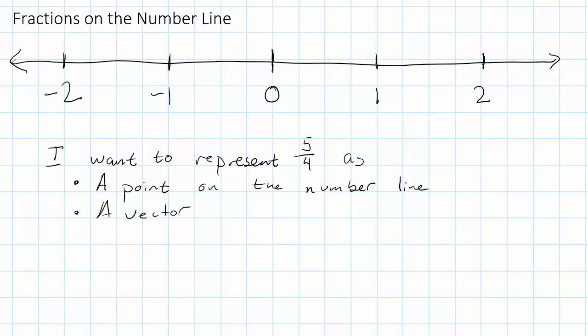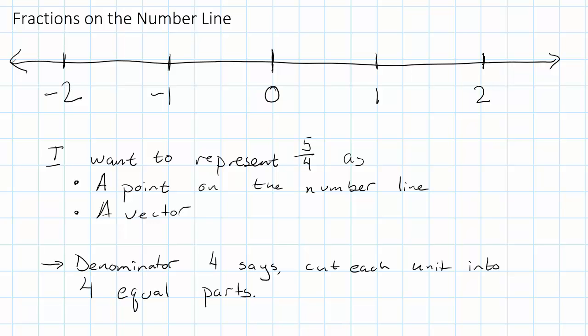Well, remember what these parts of a fraction tell me. The denominator tells me how many pieces I must cut each unit into. So let's see. Now, this is a unit, right? From 0 out to 1 is a unit. From 1 out to 2 is a unit, and so on.